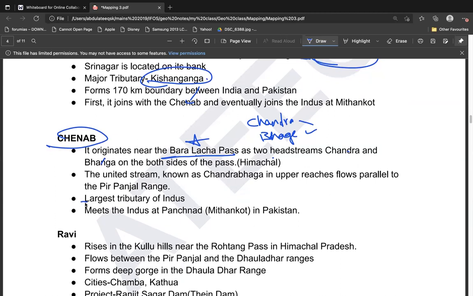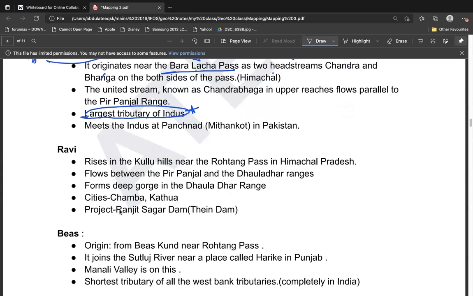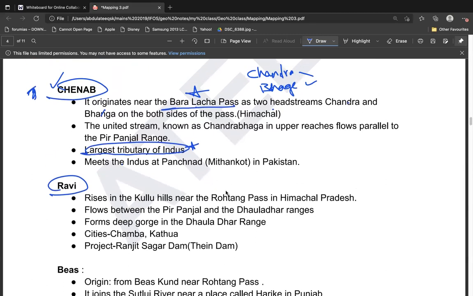And this is the largest tributary of the Indus River. So this is a very important point. They might ask which is the largest tributary of the Indus River. People get confused between Jhelum and the Satluj. No, it is the Chenab. This is the largest tributary. That's it. Okay, then again, Ravi, it also originates in the Himachal Pradesh, but it originates in the Rohtang Pass.